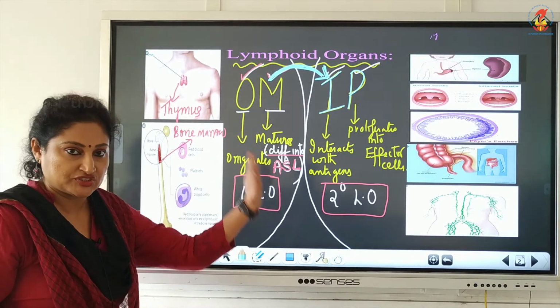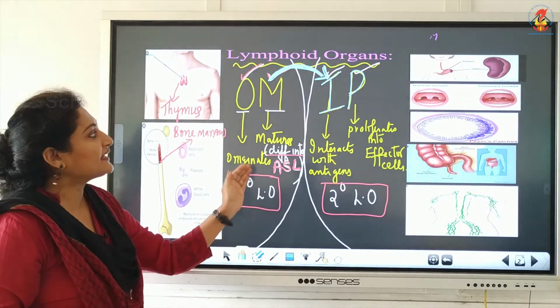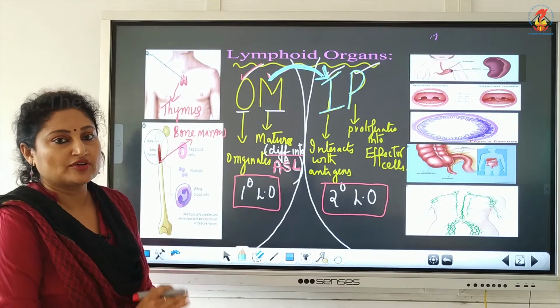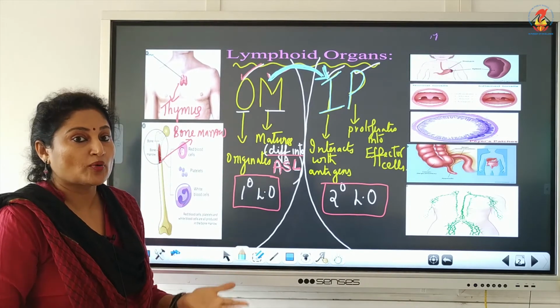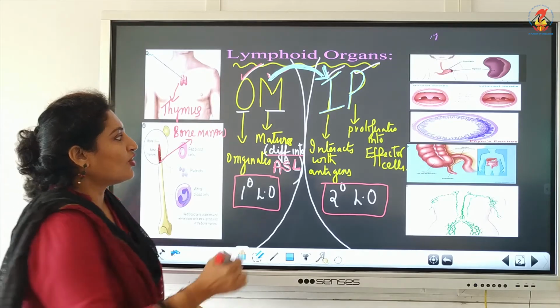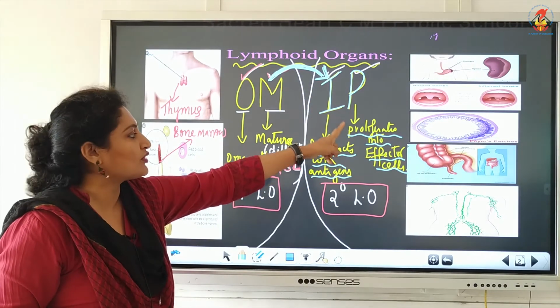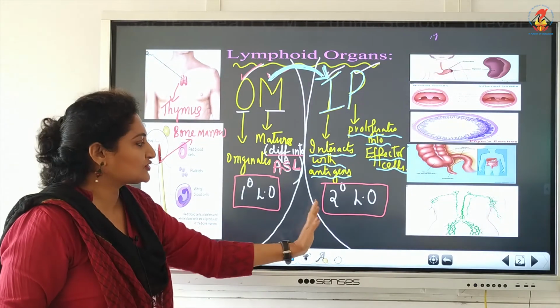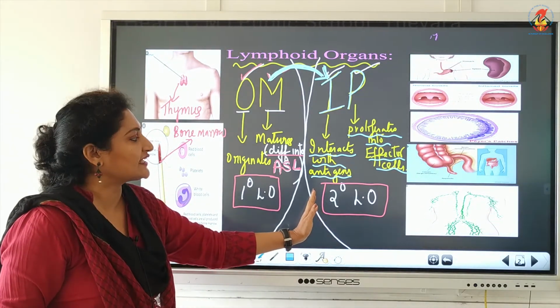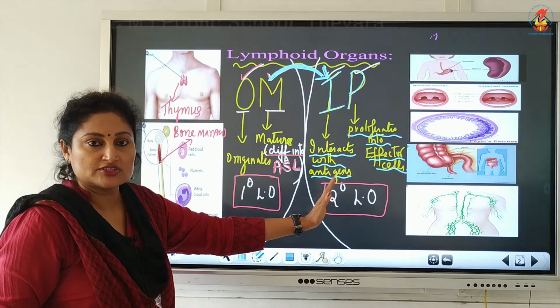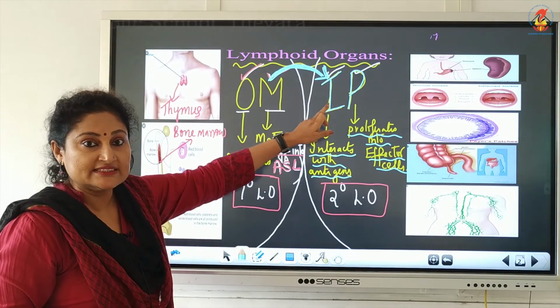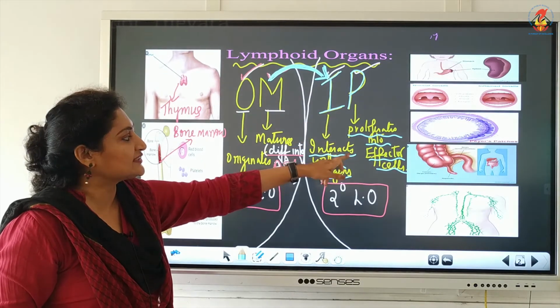So, after maturation, the lymphocytes migrate to the secondary lymphoid organs, and these secondary lymphoid organs provide the site for interacting with antigens, and they finally proliferate into effector cells. So, remember IP: interact with antigens and proliferate into effector cells. But to start off with secondary lymphoid organs, you cannot just say secondary lymphoid organs are organs where the lymphocytes interact with antigens and proliferate into effector cells.